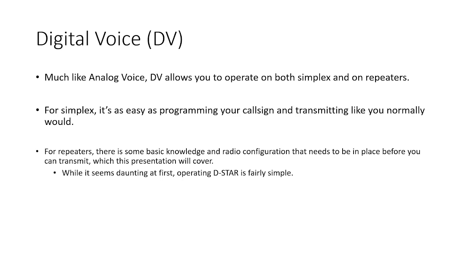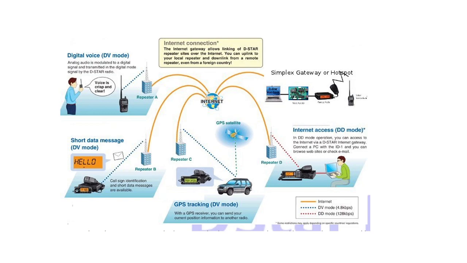For simplex, it's pretty easy and straightforward. You just go into the radio's menu, program your call sign, set your radio on your simplex frequency that you'd like, and set it to DV mode, and away you go. For repeaters, there's some basic knowledge in radio configuration that needs to be in place before you can transmit, which this presentation will cover. And I like to throw this in at the bottom here, that while it seems daunting at first, operating on DSTAR is actually fairly simple.